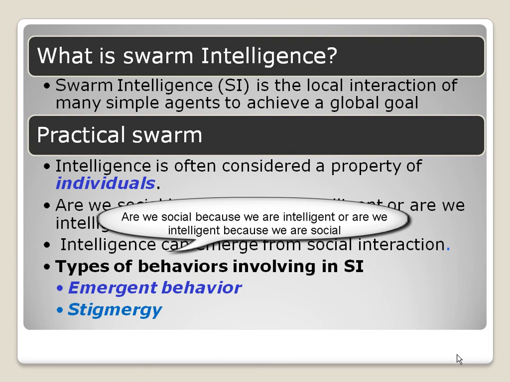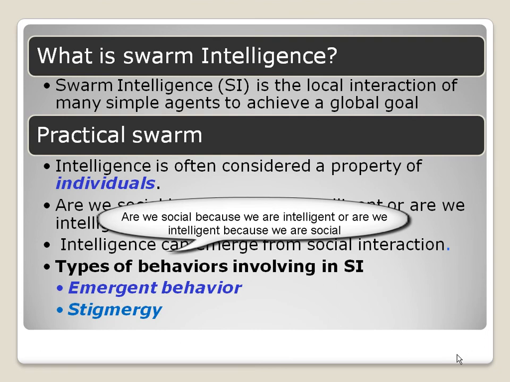Under swarm intelligence, we talk about two types of behavior: emergent behavior and systematic behavior. Emergent behavior means unique global behavior arising from the interaction of many agents. Systematic means indirect communication achieved through the environment.